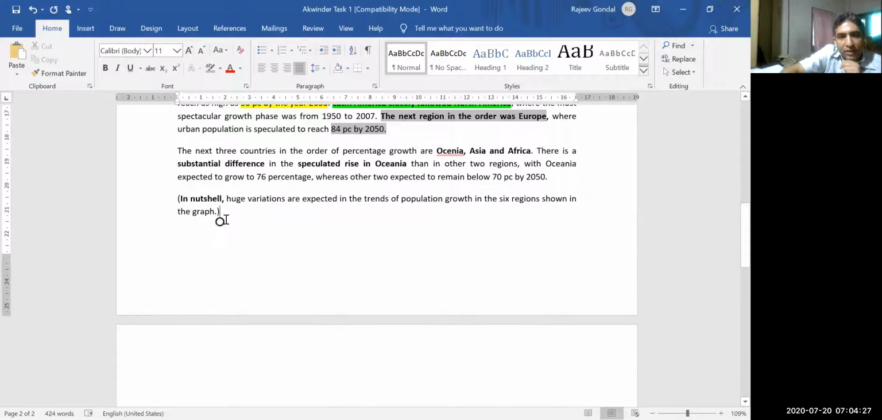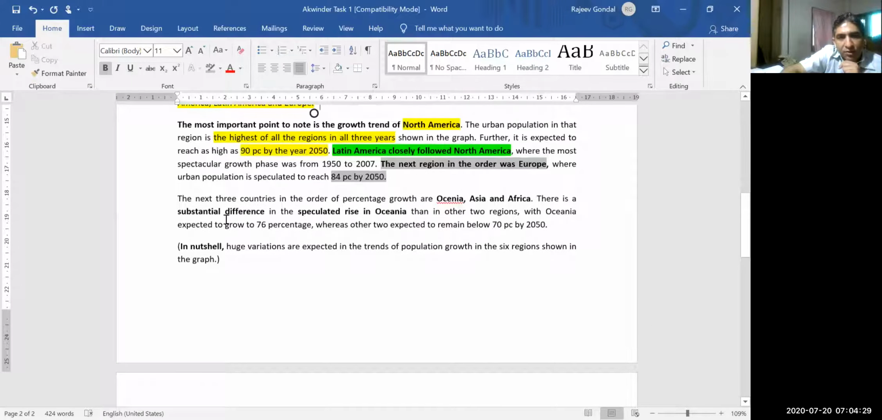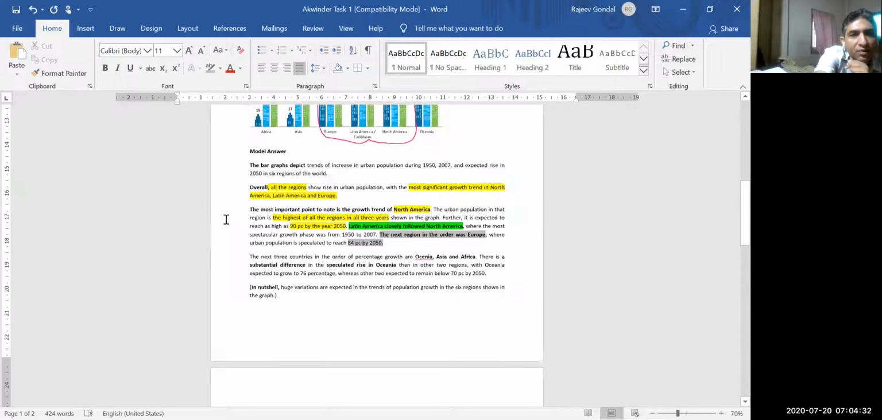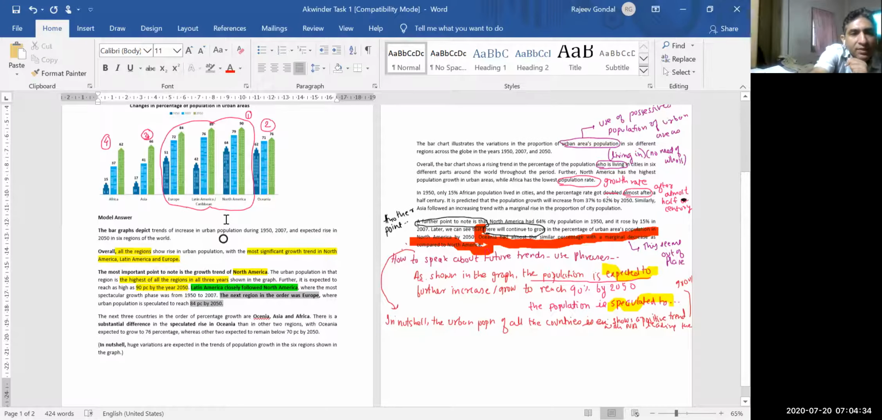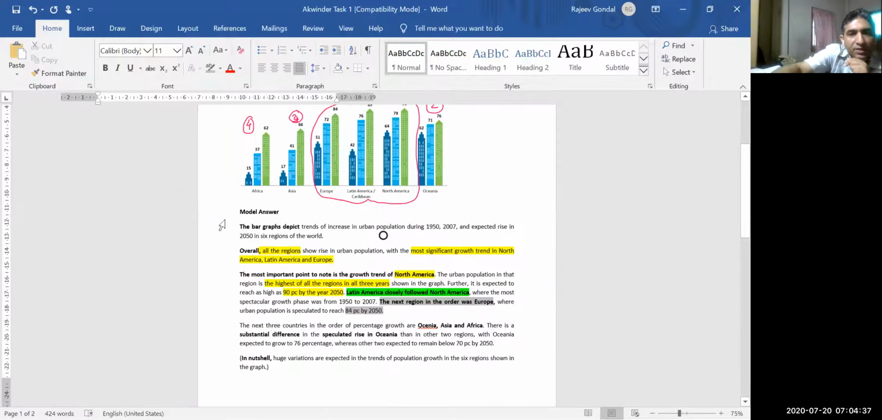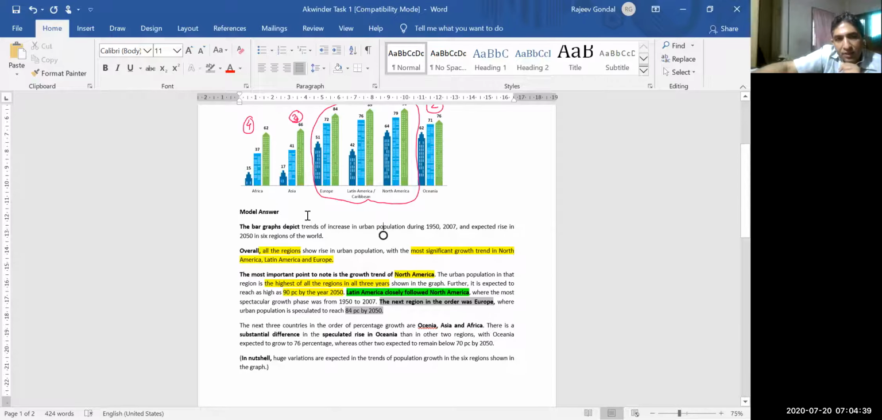So this looks super organized, that you know how to organize information, how to club information, relevant information at one place. So from that perspective, it makes eminent sense to club information in this format. All right, let's look at the next. The next three countries in the order of percentage growth are, so this is the topic sentence for the next paragraph. We're talking about the next three countries in the order of percentage growth are Oceania, Asia, and this.